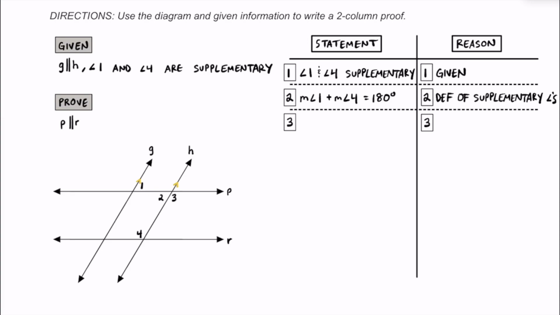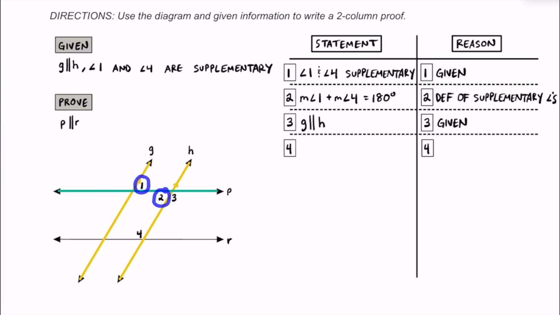Now let's go ahead and use the other one where they tell us that line G is parallel to line H. This is given. So what can we tell if we know these two lines are parallel? If we know these two lines are parallel, and we can see that line P is a transversal to these two parallel lines of G and H, then angle 1 and angle 2 must be congruent by the alternate interior angles theorem. So let's say that angle 1 is congruent to angle 2, and this is by the alternate interior angles theorem.